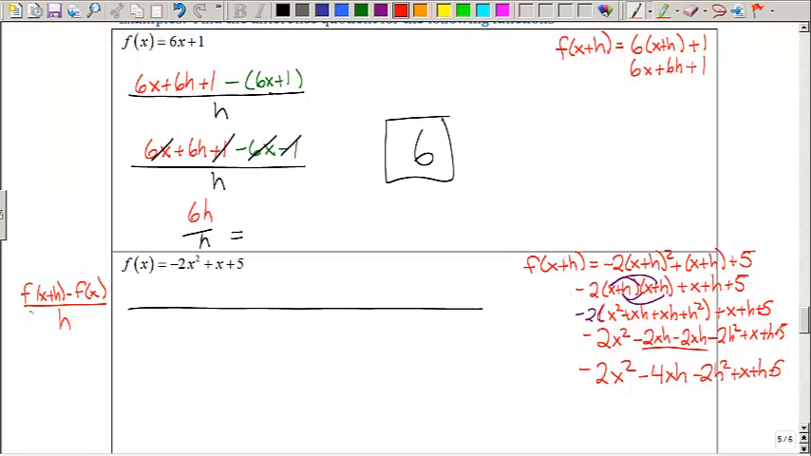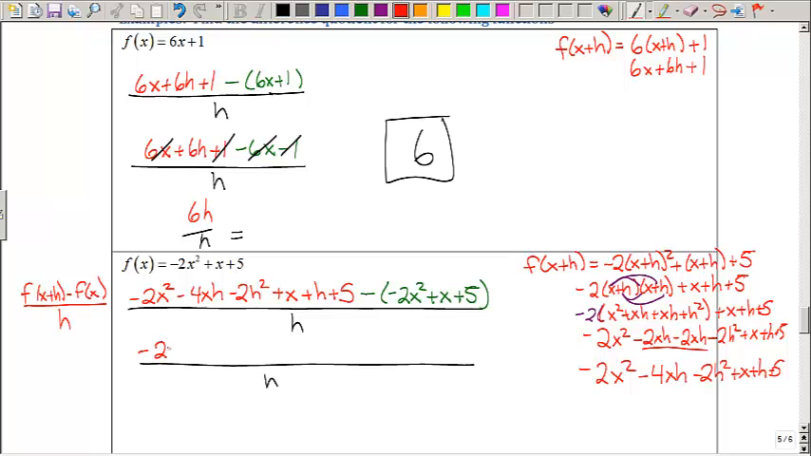Just rewrote my difference quotient here so you can see it. The f of x plus h is that red distributed problem that we worked on to the side of our paper. Then it says minus f of x, so I'm going to subtract and in parentheses write my f of x. And that whole thing is going to be divided by h.